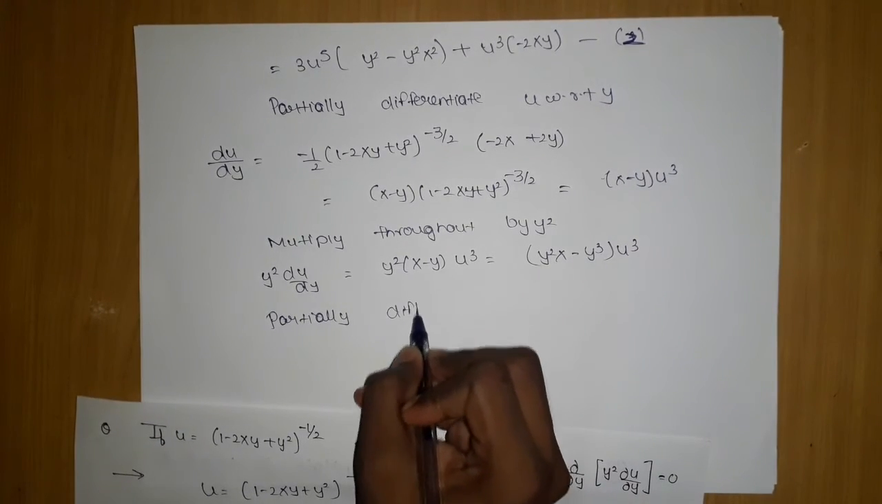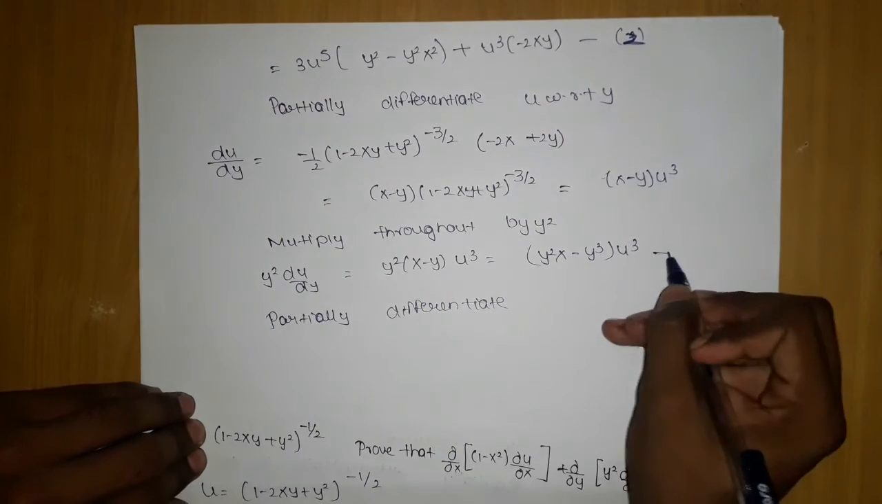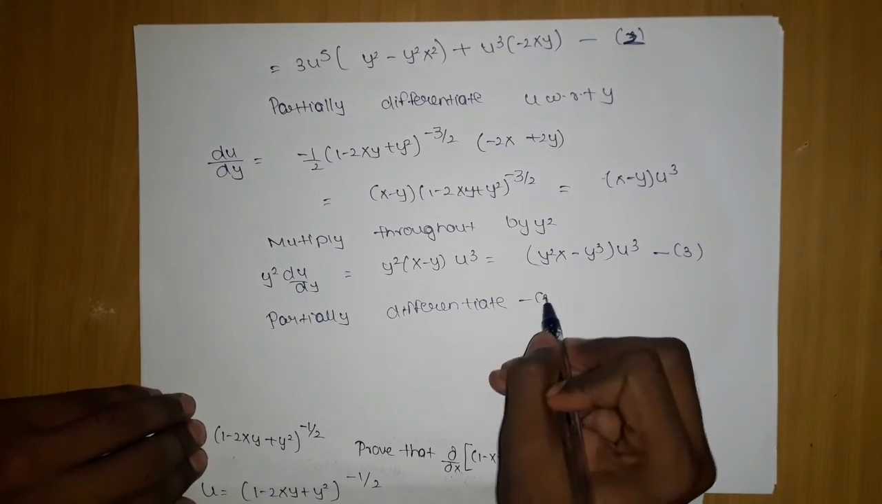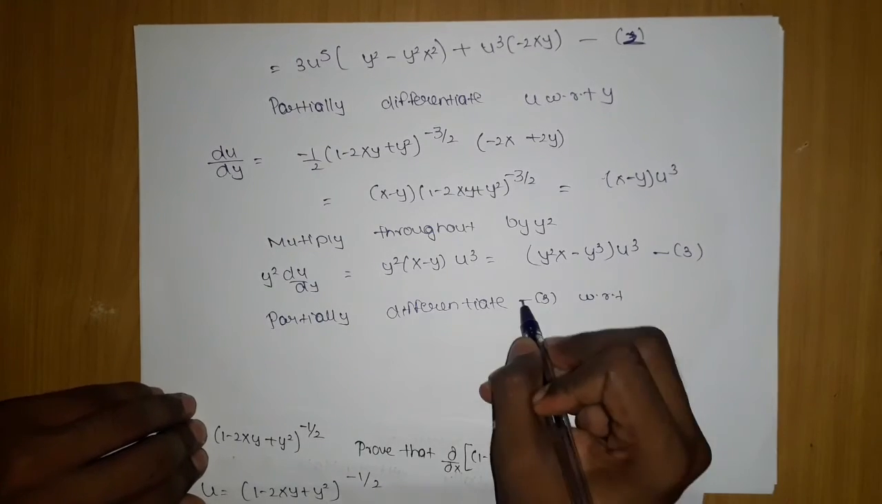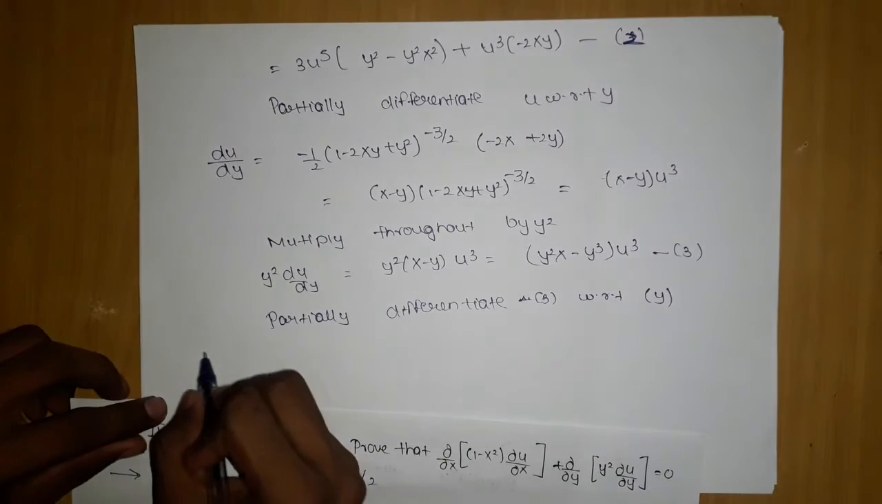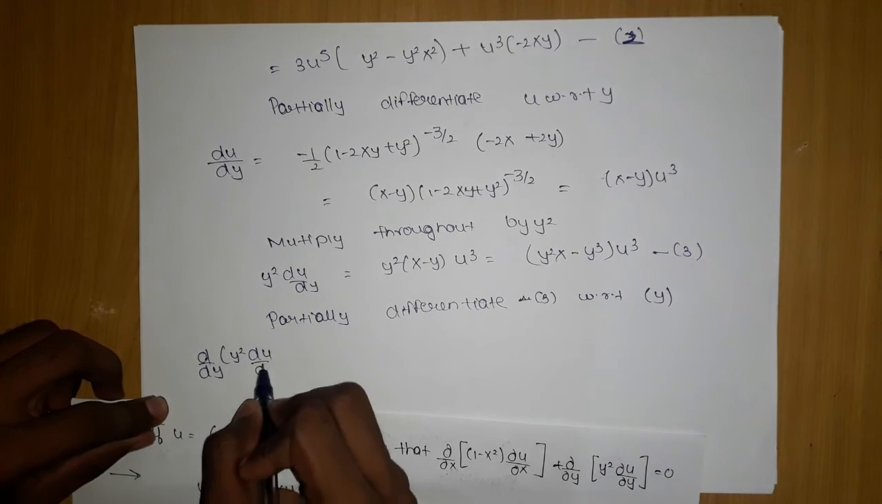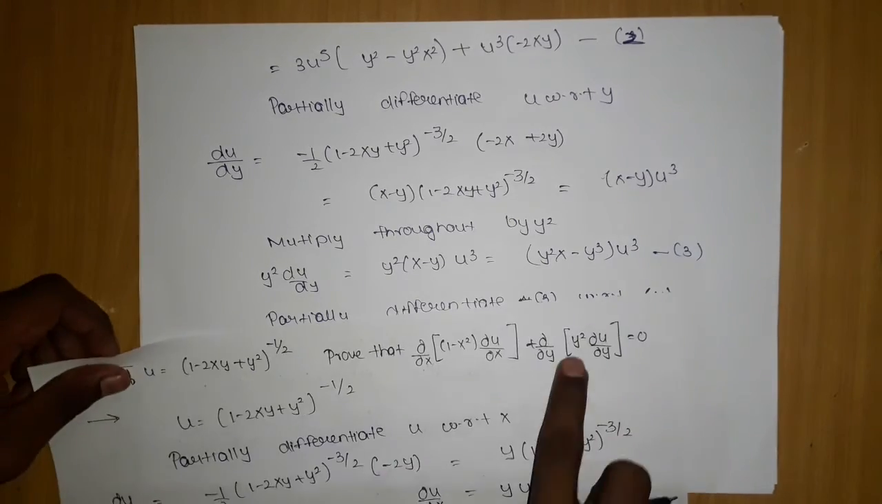So now partially differentiate this with respect to what? y. What are we going to get? ∂/∂y of y square ∂u/∂y, which was this thing.